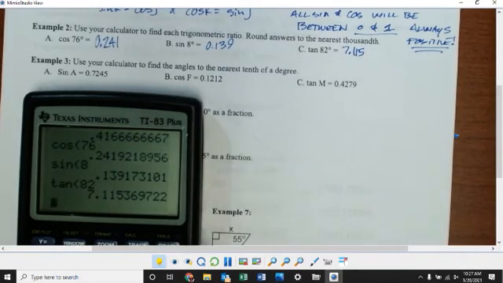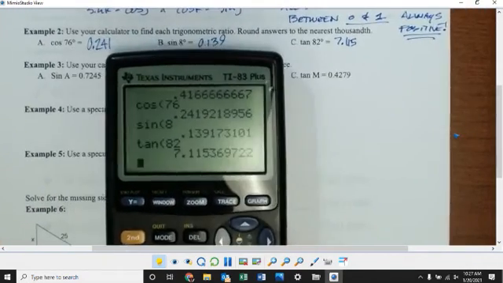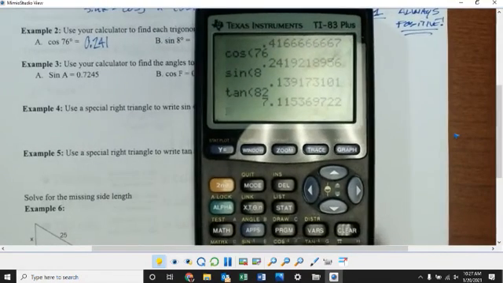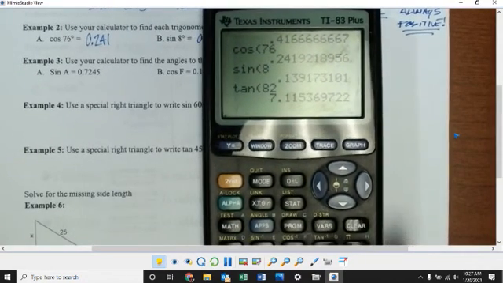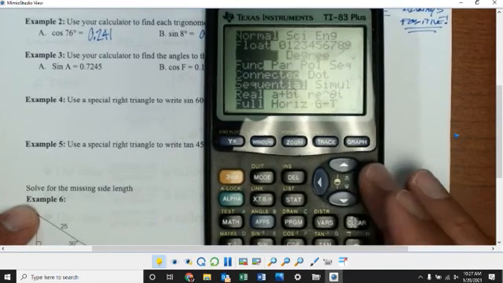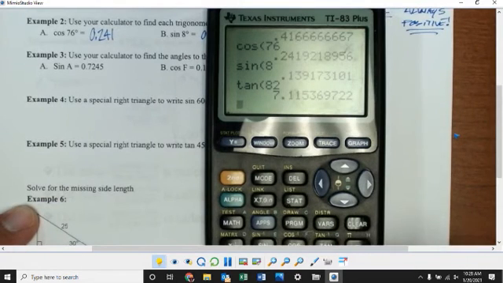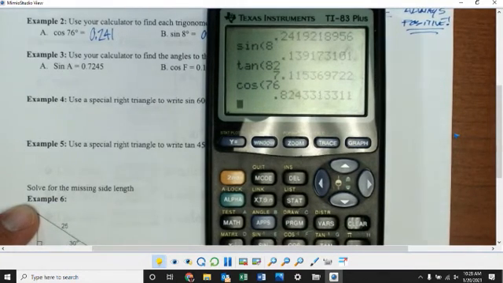Now check out what happens if I go back into radians. I'm going to hit radians and then clear, and I'm going to type in the same thing I did before, cosine 76. All right, it gives me a completely different answer. It gives me 0.824. If I do sine of 8, it gives me 0.989, completely different answer.